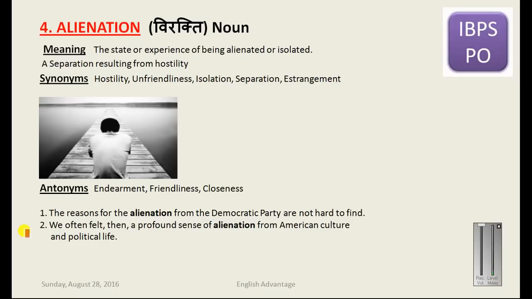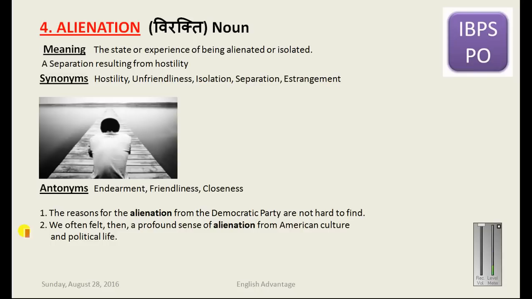Now the next word is alienation. Alienation means a separation or a kind of isolation. The state or experience of being alienated or isolated. A separation resulting from hostility. This is the exact meaning of alienation. And synonyms for this word are hostility, unfriendliness, isolation, and separation.